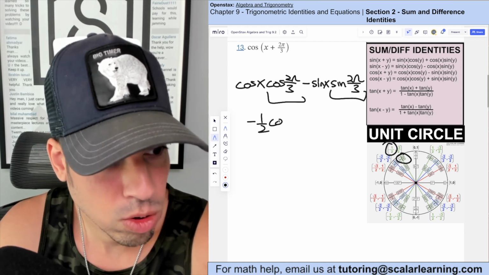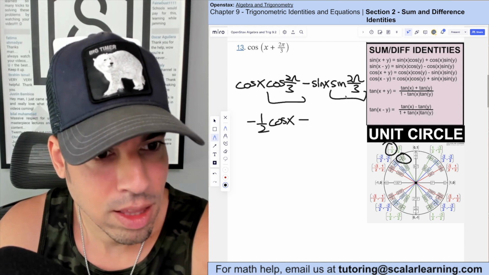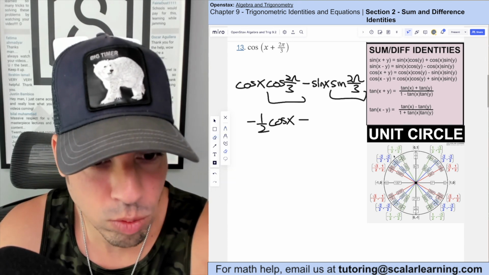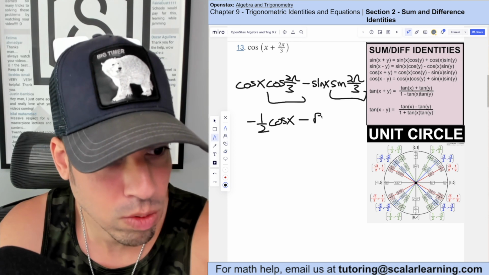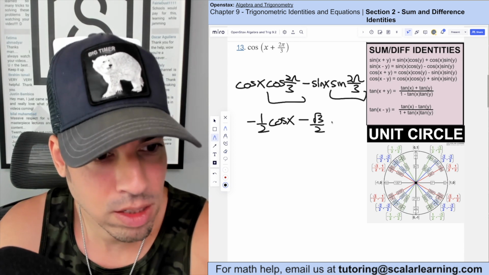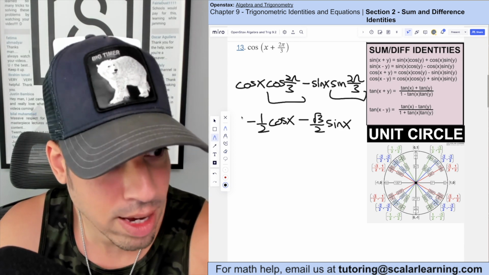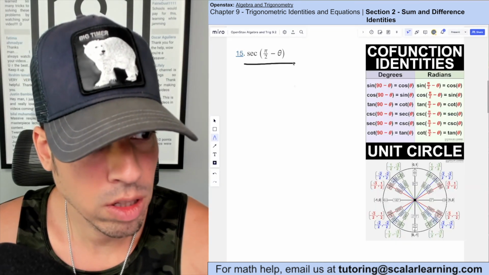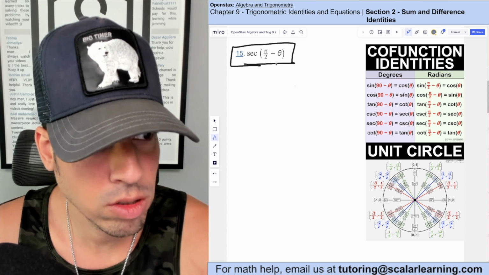And then we leave the cosine x as is. And then sine of 2 pi thirds, that's that corresponding y value, which is positive rad 3 over 2. So we got rad 3 over 2. And then that sine of x stays as is. So that's how you do it. Done. So for this one, we're really asked to use the cofunction identities to see what this is equivalent to.